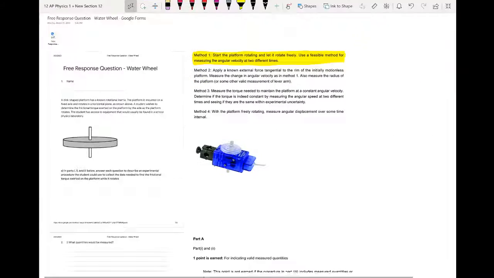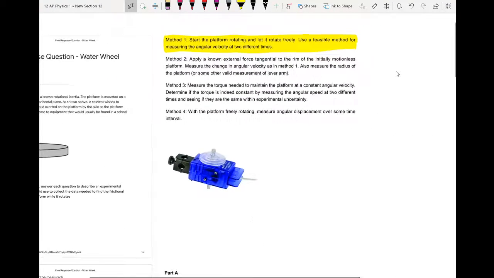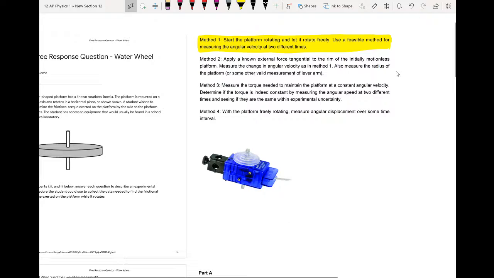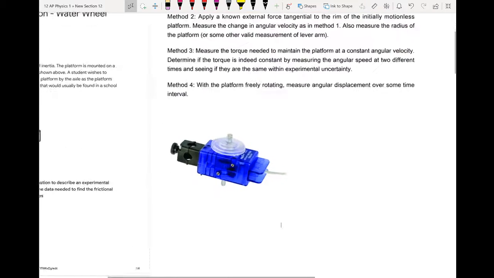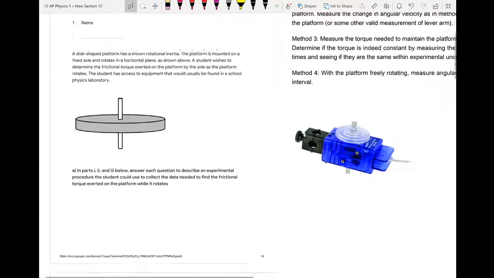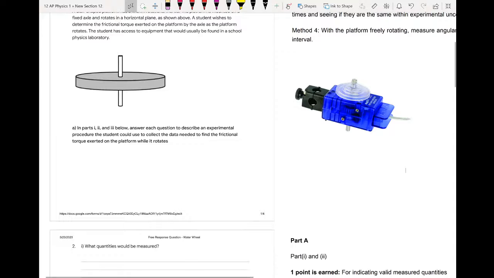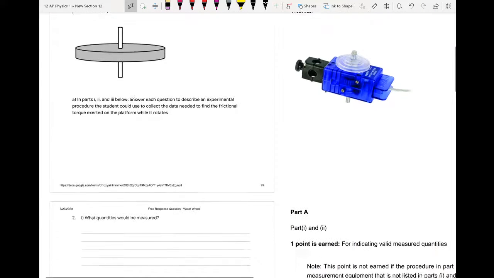Okay, so I'm going to start off with method one. Method one is saying start the platform rotating and let it rotate freely. Use a feasible method for measuring the angular velocity at 2 different times. I'm going to be kind of skipping around here, but this is really us figuring out a way where we want to know the frictional torque. That's really just a torque that is happening because of friction. So it's just a torque.